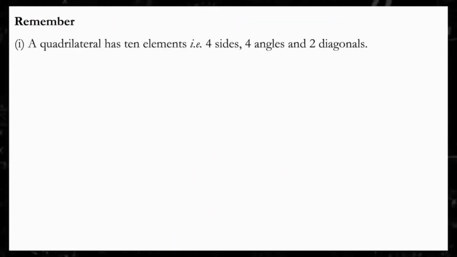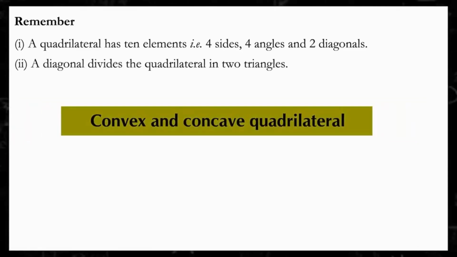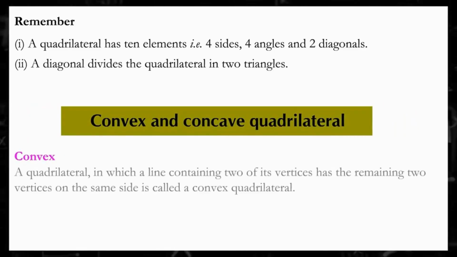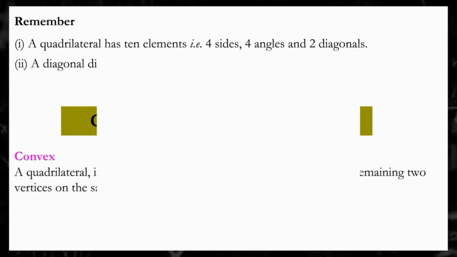Remember, a quadrilateral has 10 elements, that is, 4 sides, 4 angles and 2 diagonals. A diagonal divides the quadrilateral in 2 triangles. Convex and concave quadrilateral. Convex: a quadrilateral in which a line containing 2 of its vertices has the remaining 2 vertices on the same side is called a convex quadrilateral.